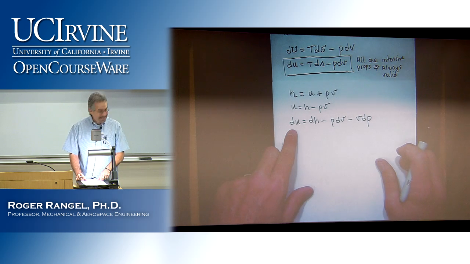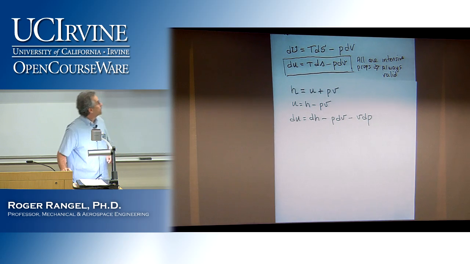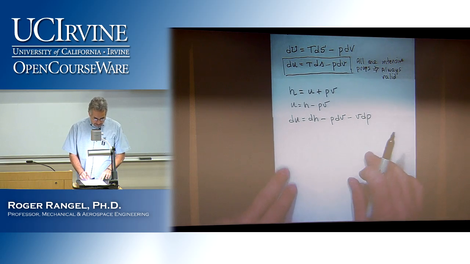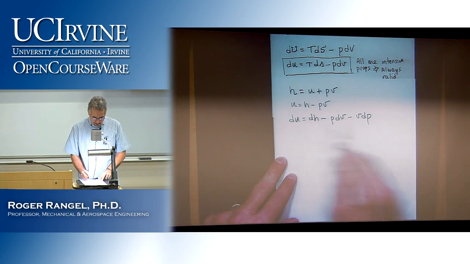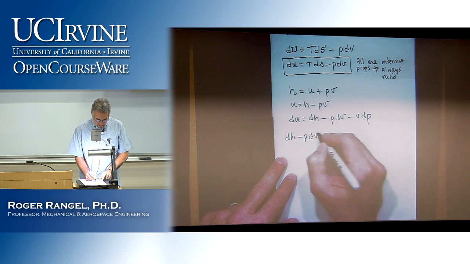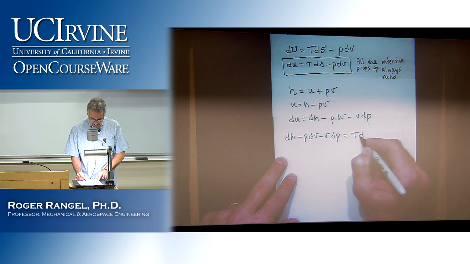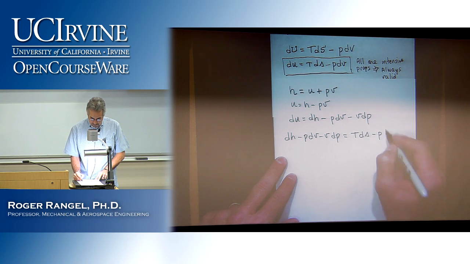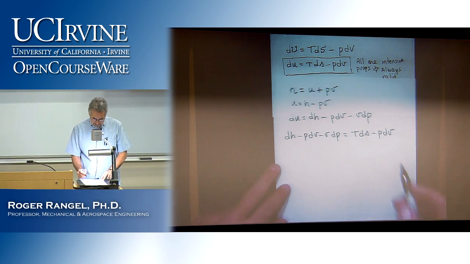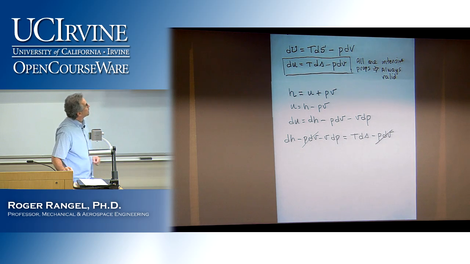If I now take this and put it back into my first property relationship, I'll get a new property relationship. So let's replace this dU with all of this. We have dH minus P dV minus V dP equals T dS minus P dV. And then notice that the term minus P dV appears on both sides, so I can cross it out.